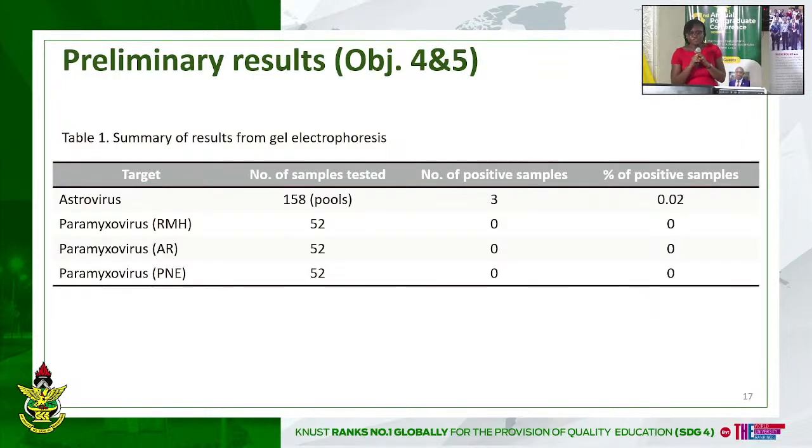This is the overview of samples, the results from gel electrophoresis. I screened about 158 pools of the Eidolon bat fecal matter, and out of these, 3 tested positive, representing 0.02. For the liver and lung samples from the domesticated rabbit and grass cutter, none of them tested positive for the paramyxoviruses.